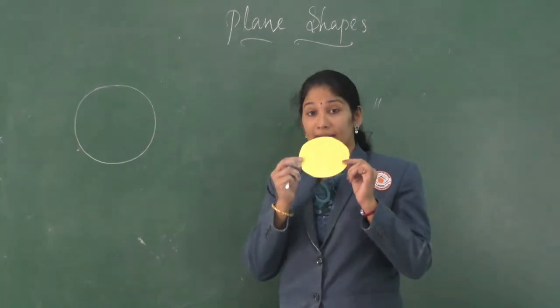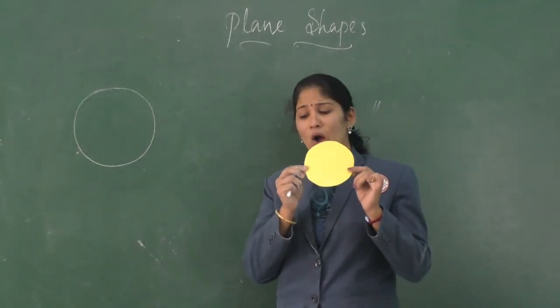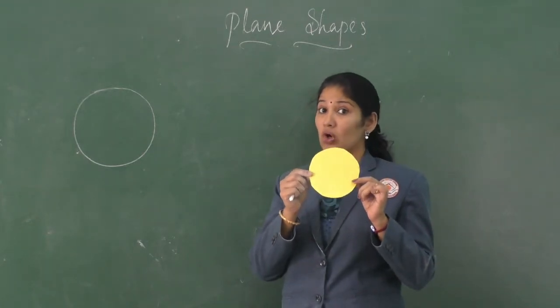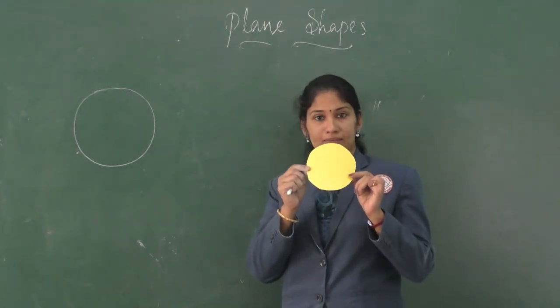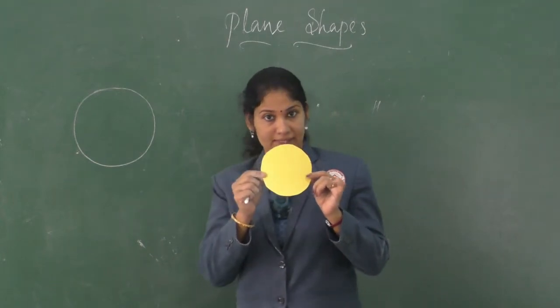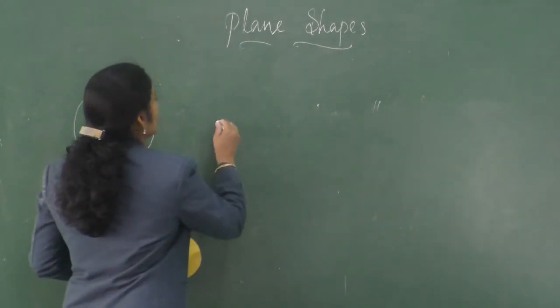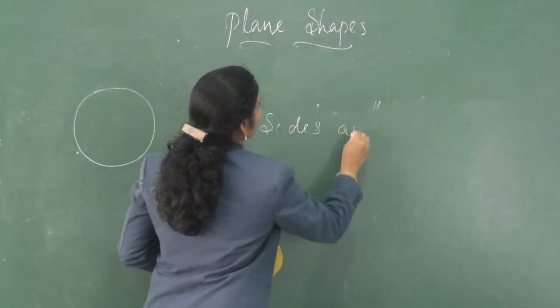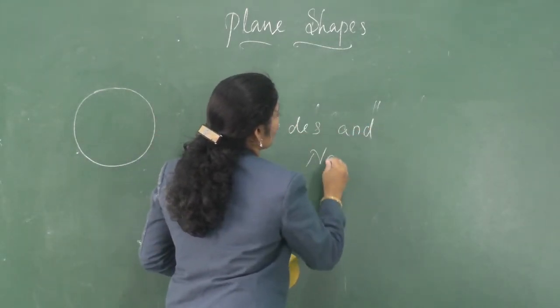Children, we'll take another shape. It's a circle. How many edges and corners are there in a circle? There are no corners and sides because there are no straight lines. And a circle has no sides and no corners.